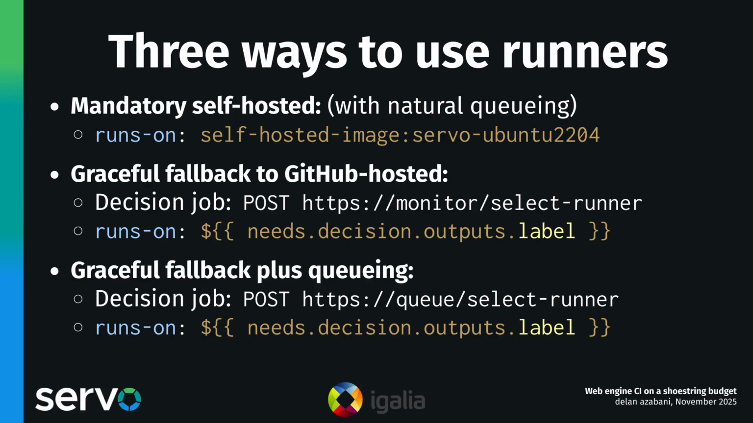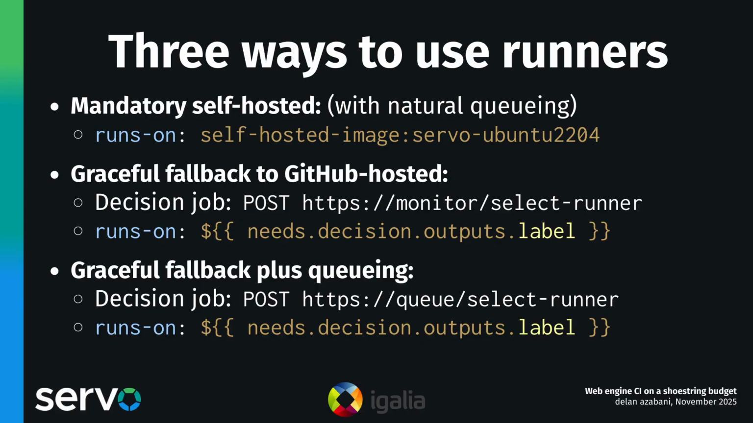One benefit of this, though, is that you get the natural ability to queue up jobs, because if at the time of queuing up a new job, there's no self-hosted runners available yet, the job will stay in a queued state until a self-hosted runner becomes available. And it's nice that you essentially get that for free. But you have no ability to have this kind of graceful fallback.